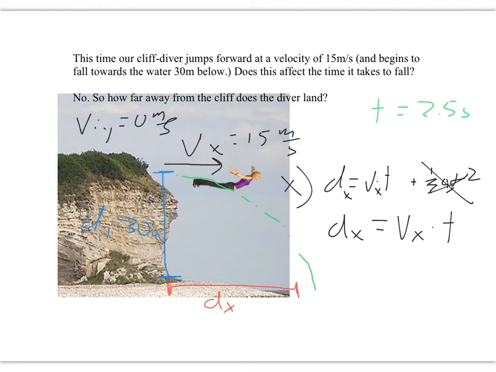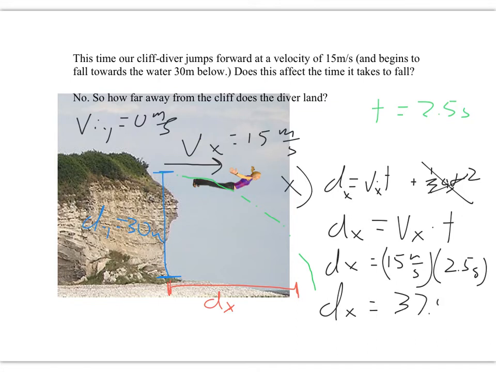Because there's no acceleration left to right in the problem, whatever speed we start off with moving horizontally remains that same speed the entire time we're in the air. So that Vx is going to be 15 meters per second for the entirety of the trip. So, easy calculation: dx is equal to 15 meters per second times the time of 2.5 seconds. Throw that in a calculator, and you will get 37.5 meters. And this problem is done.